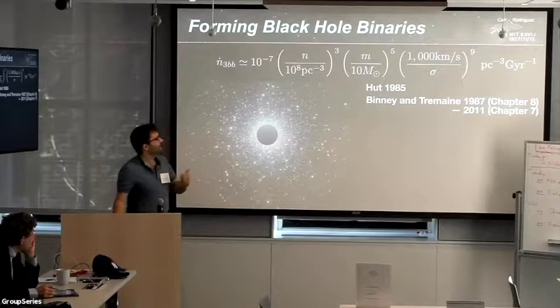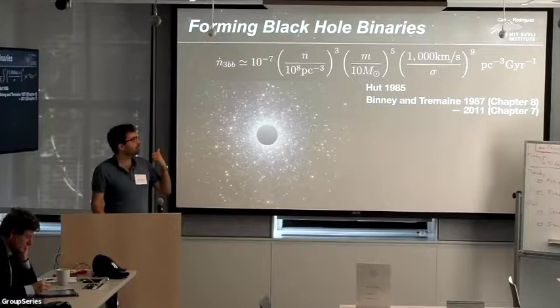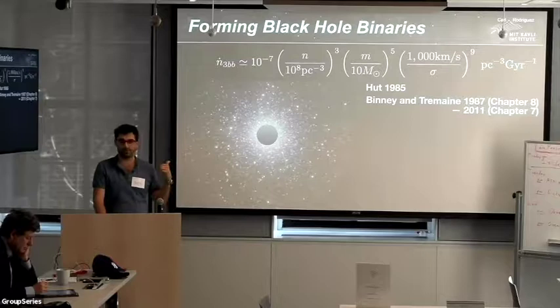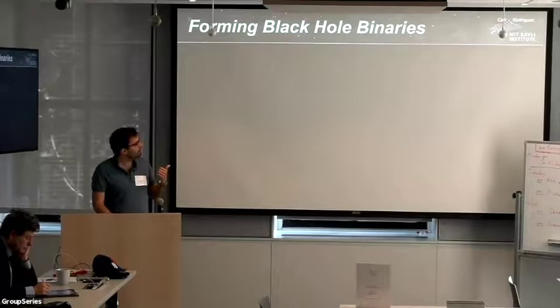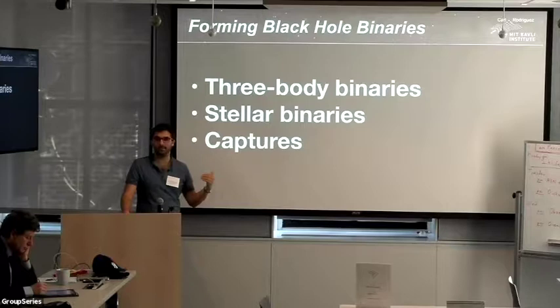So now you have about a 1 in a million chance, at least for these parameters, of getting a three-body formation event within the age of the universe. So that's bad. So the question then is, is there some way we can get around this? And what I'm putting up here now is sort of the three ways we think you can get binaries in dense stellar environments. First is this three-body binary formation that I was just talking about, and that's out.